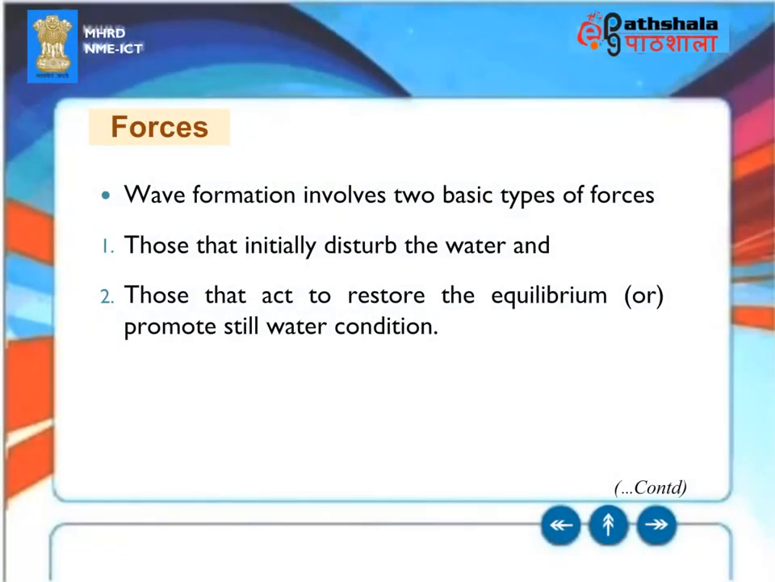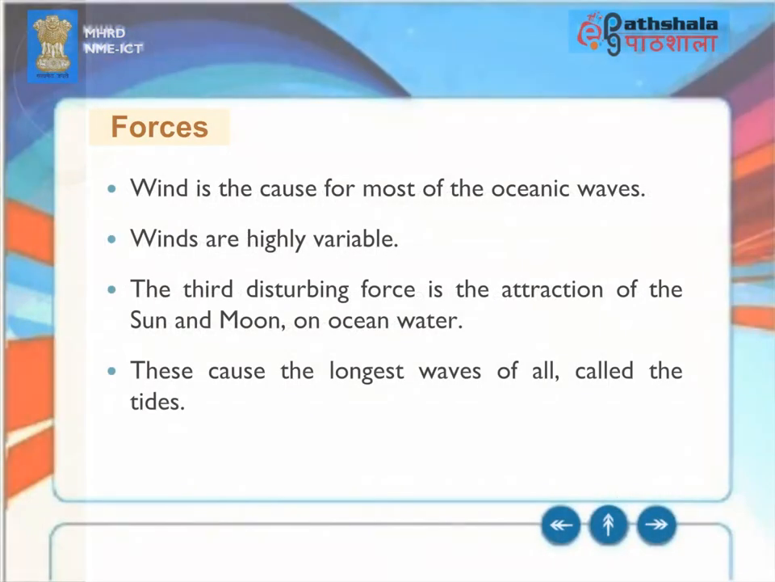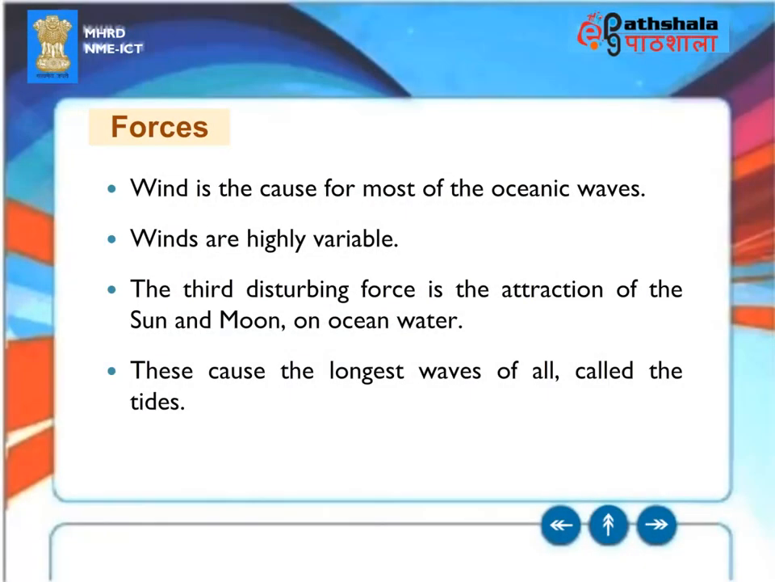Forces. Wave formation involves two basic types of forces: those that initially disturb the water and those that act to restore the equilibrium or promote still water conditions. Wind is the cause for most of the oceanic waves. Winds are highly variable. The third disturbing force is the attraction of the sun and moon on ocean water. These cause the longest waves of all, called the tides.